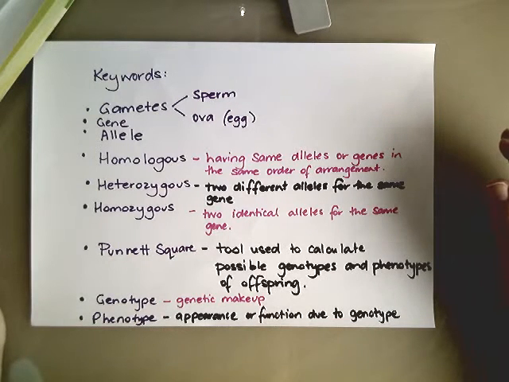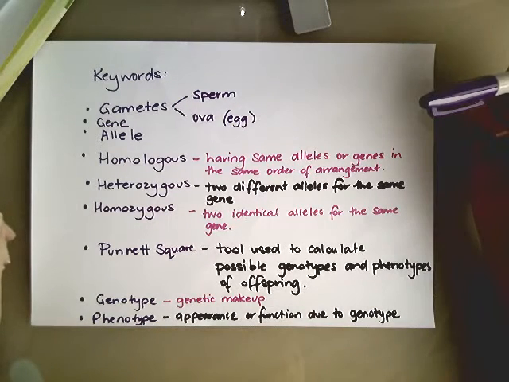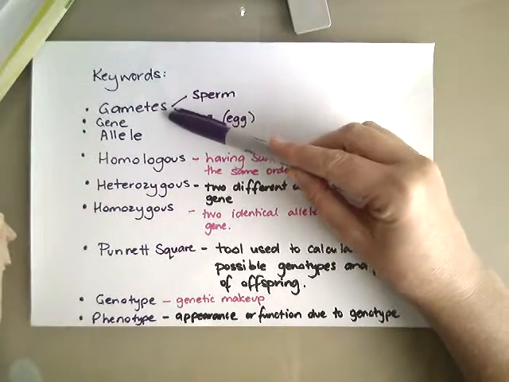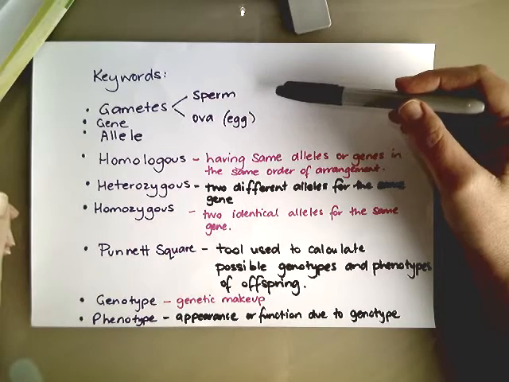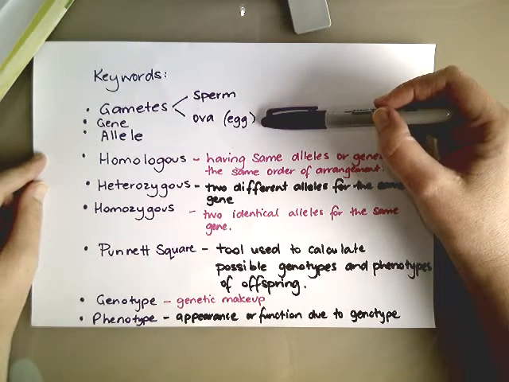So we're about to construct a Punnett square, but before we start we need to consider some different words that we're going to use while we're constructing that Punnett square. So the first one is gametes, and gametes refers to the sex cells in our body. So males produce sperm and females produce ova or egg.